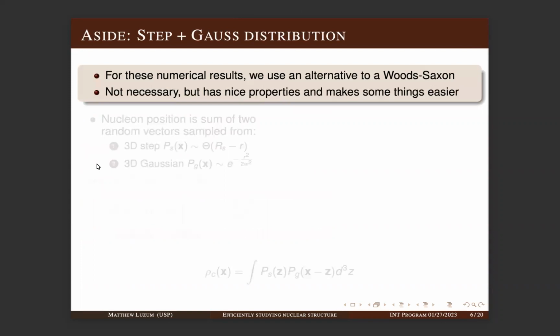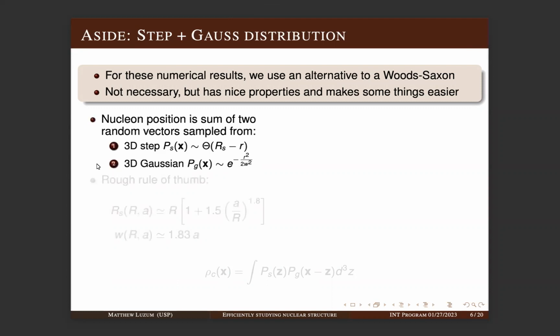So let's do that. This is actually kind of an aside, because it's totally not essential to anything that comes after. But at least for our implementation, we used not exactly a Wood-Saxon to sample. We used something different, which is a good approximation to Wood-Saxon in the parameter range that we care about. And it's just kind of nice for a lot of reasons. So it's not essential to this talk, but I wanted to present it just to see if there's any interesting feedback or to see what you think.